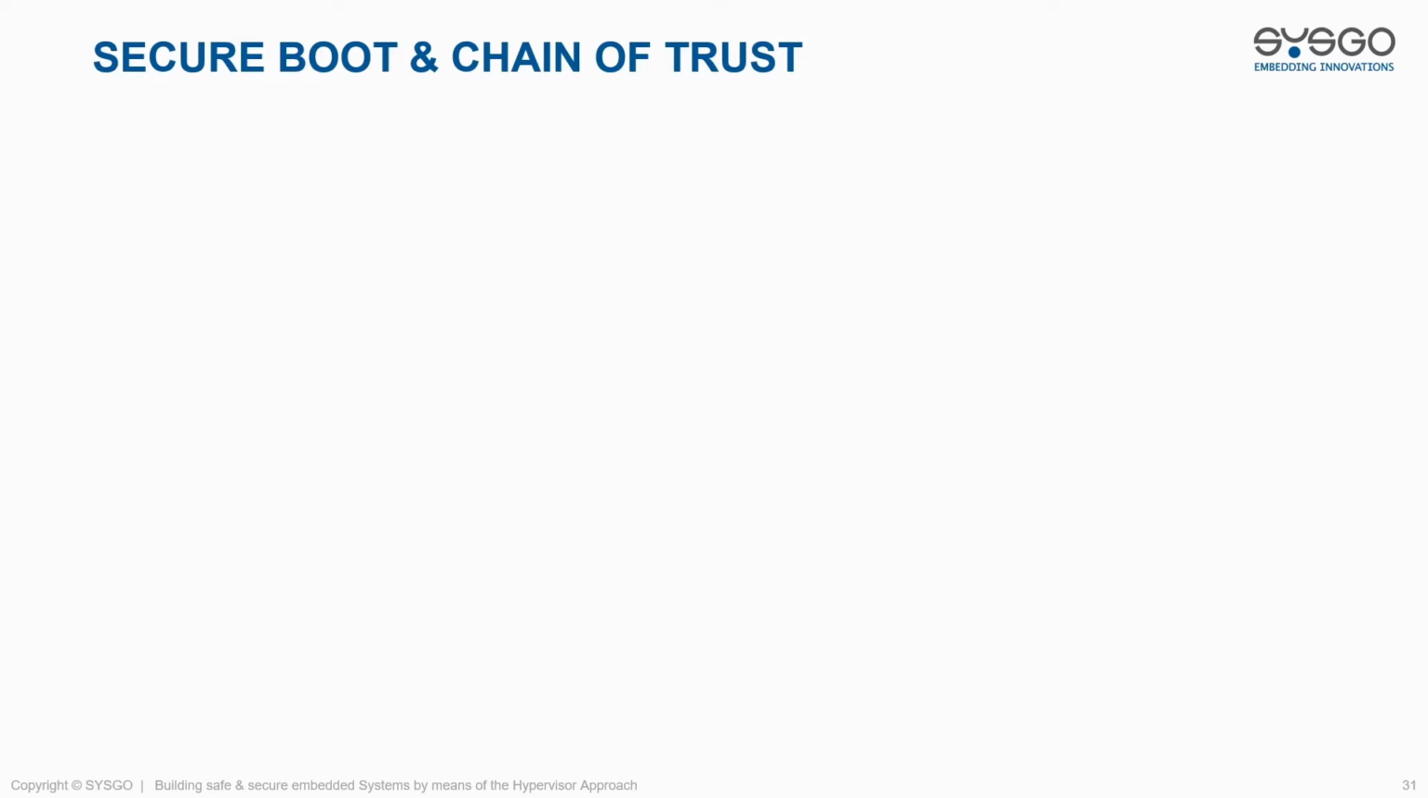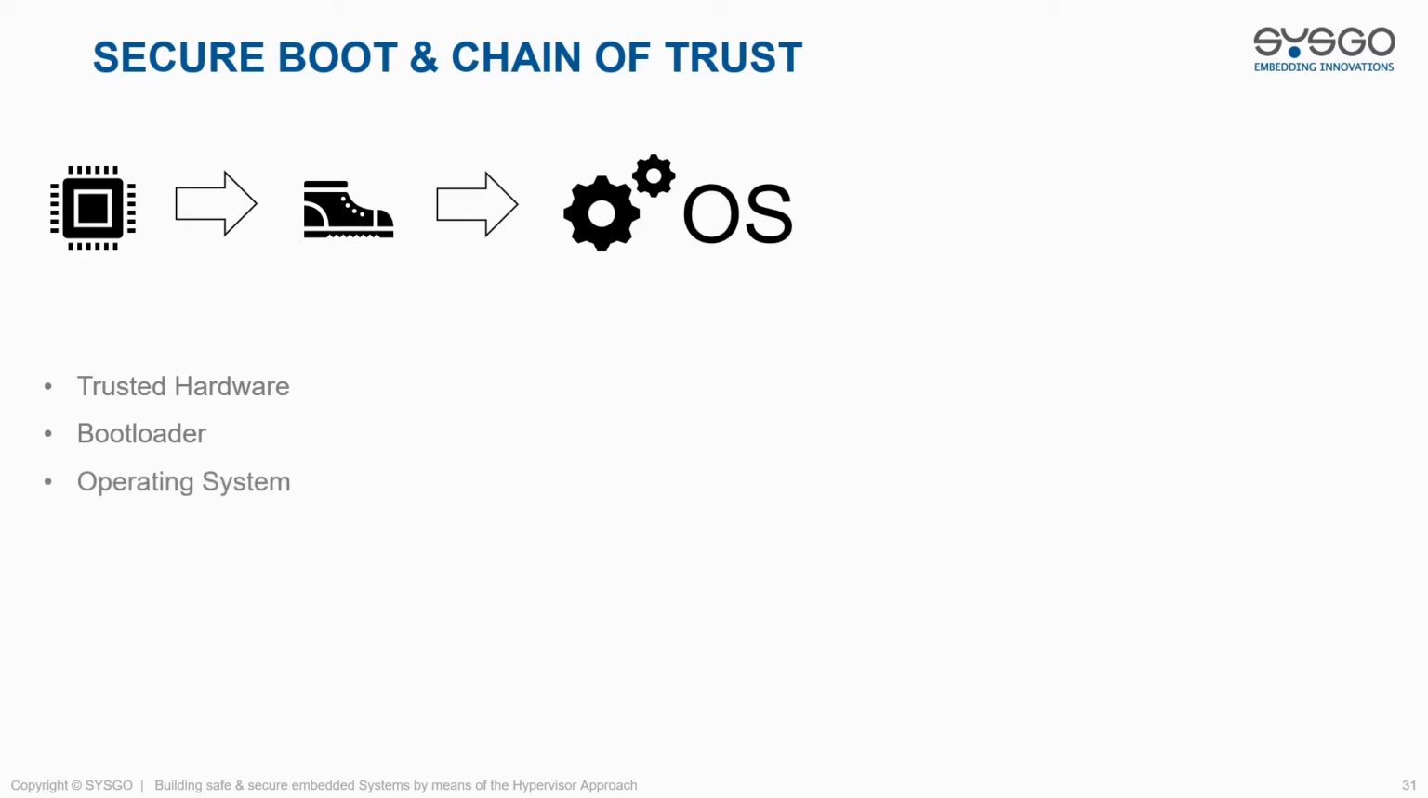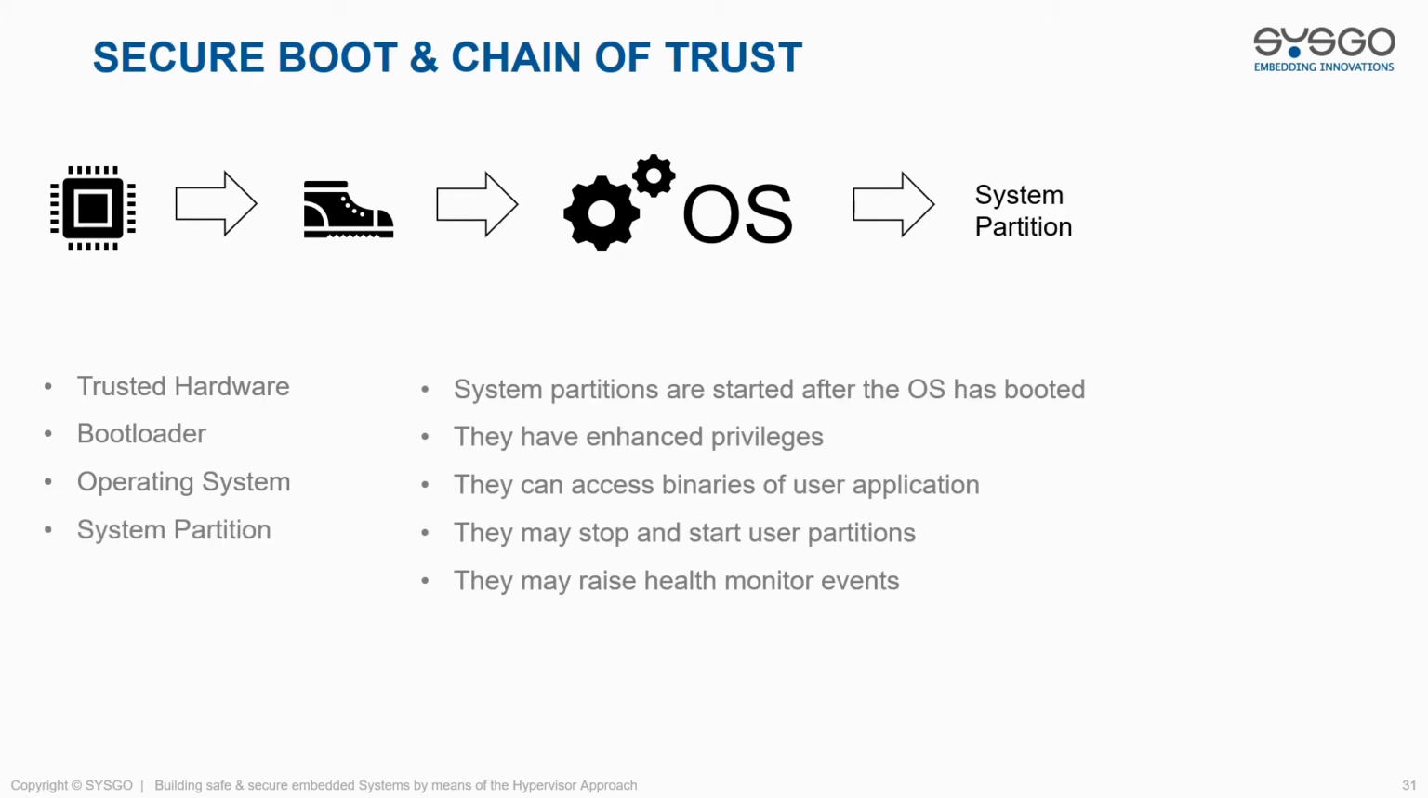About the secure boot and chain of trust. Usually you start with trusted hardware, which has some kind of HSM, like a TPM on x86 or TrustZone on ARM. The hardware checks the validity of the bootloader, which in many cases, for example, would be U-Boot. And this bootloader would then check the digital certificate of the operating system, which is then started by the bootloader. In the case of the hypervisor, the operating system would not immediately start the user partitions, but instead start one of the system partitions, which can check the integrity of the user partitions, which are typically a factor of 1000 bigger.